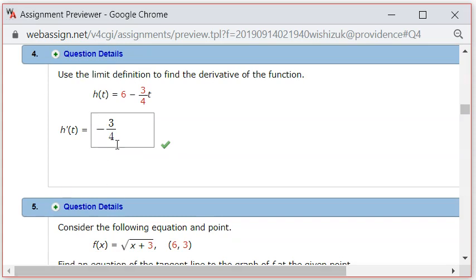We actually knew that this would be the answer because this is a linear function, so it's going to be a line. The slope of this line is negative 3/4, so the derivative must be negative 3/4, because the derivative tells you about the slope of the tangent line.